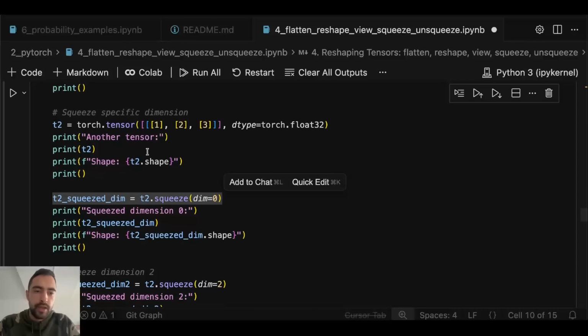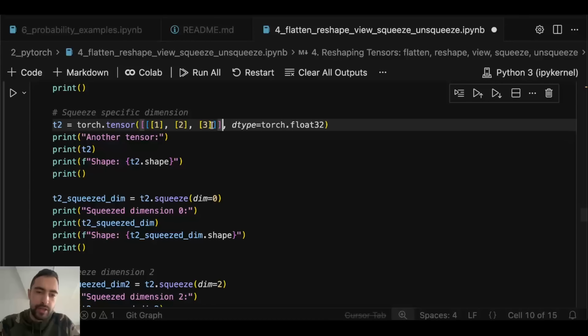So if we look at this tensor, can you tell me what the shape of this tensor is? Because there is 3, but 3 is an element within an array. And then there is 3 of those elements, or I should say 3 of those arrays. And then there is this outside. So the shape of this is 1, 3, 1, because there is 3 of these and each of them has 1 element inside, and there is like 1 outside dimension.